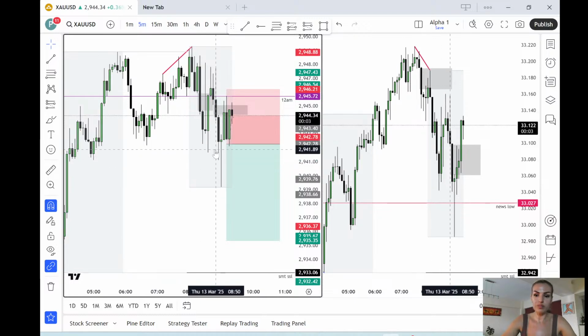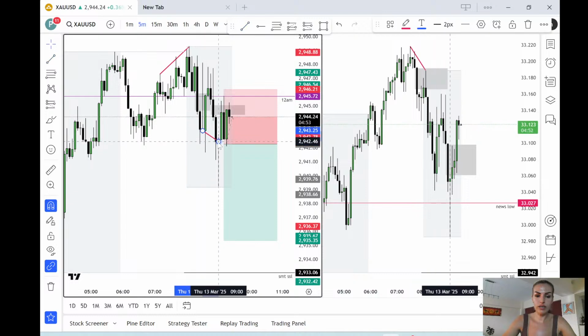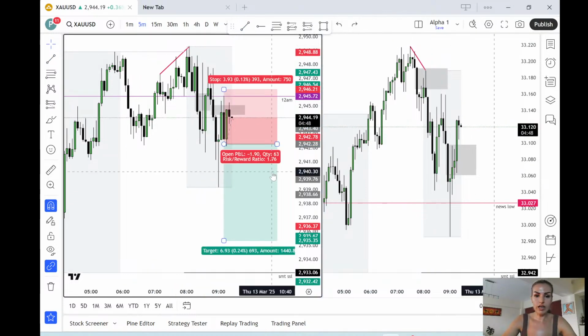I'm also content with the fact that candle bodies at least are closing under each other, right? So if we do this, we're going to see candle bodies having lower closes. So at least that's fine, right?